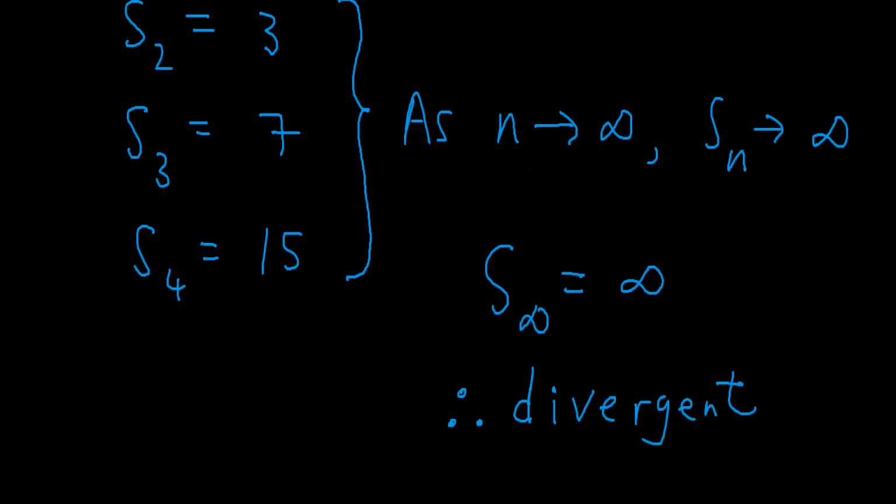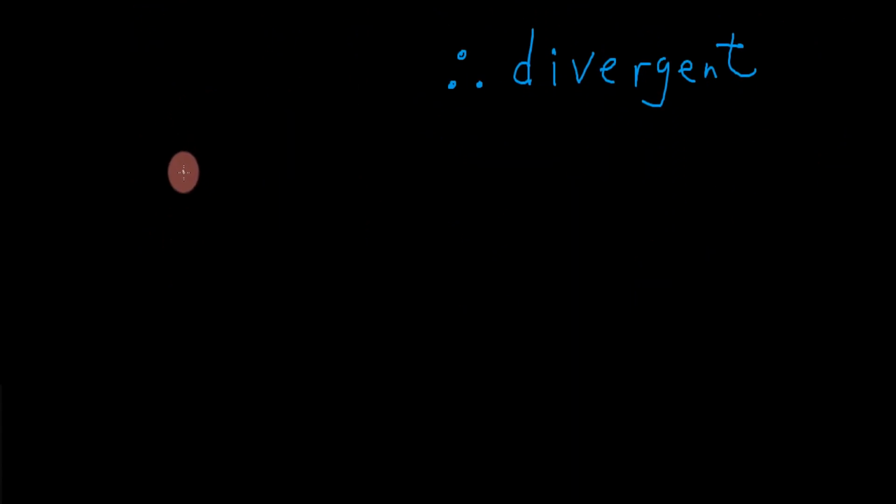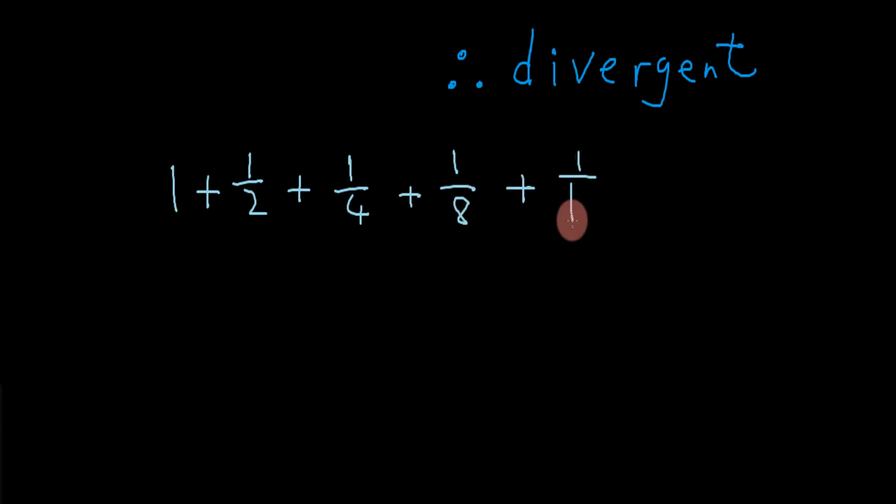Let's take a second example. Let's take the geometric series 1 plus a half plus a quarter plus an eighth plus a 16th, etc. Now, this is a geometric series because we are multiplying by a half each time to get to the next term. In other words, r, the common ratio, is a half. It's an infinite series because we don't have a last term.